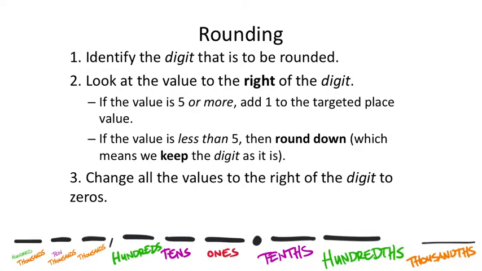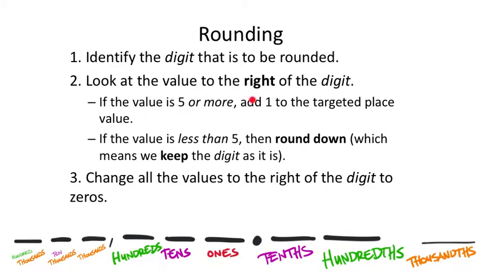Okay, so this is what we got to do first. Identify the digit that is to be rounded. So like we said on the objective, we're kind of targeting the tenths or hundredths place value. But once we identify that, you can either underline it or circle it. But then we look to the right of that digit. And we see if the number to the right is 5 or more, because if it is, then we add 1 to that target place value. If the number to the right is less than 5, then it's called rounding down, but it just means we keep the digit in the target place value the same.